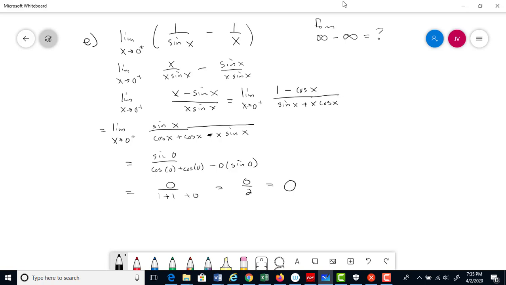So I guess in this case it was 0, but you can't guarantee it. You cannot guarantee that infinity minus infinity is equal to 0. It just happened to work in this case. And that's it for this.